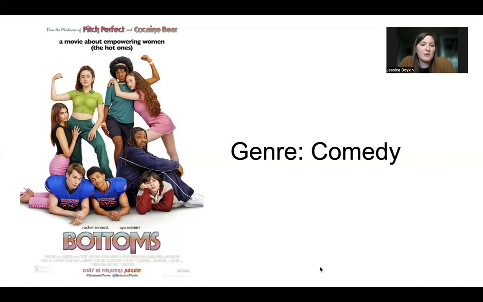So we have a few hints here that this might be a comedy. And then of course, if we're looking for more specific text details, it also says it's from the producers of Pitch Perfect and Cocaine Bear, both of which I would associate with comedies. And then it says a movie about empowering women, in parentheses, the hot ones. Okay, so that doesn't sound very serious. All right, so again, comedy. If I want to get more specific, I can probably start guessing what kind of comedy this is, like maybe a high school comedy, because they're wearing, I mean, maybe college, but probably high school.